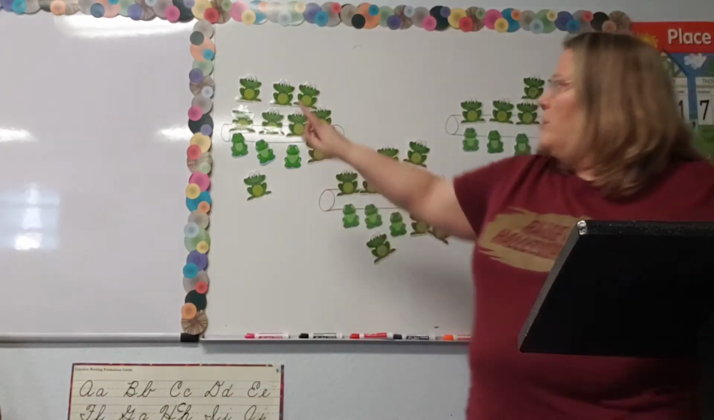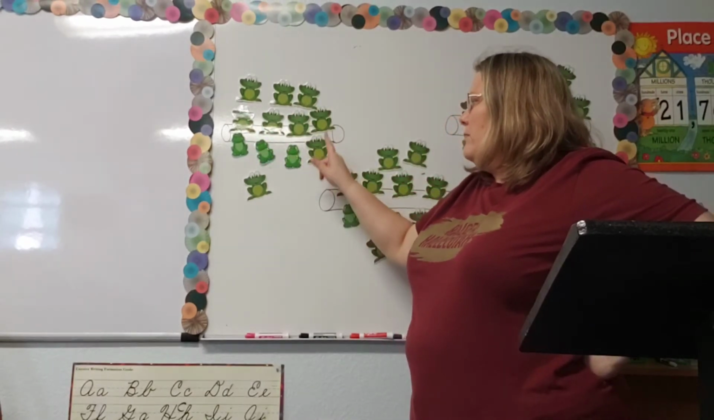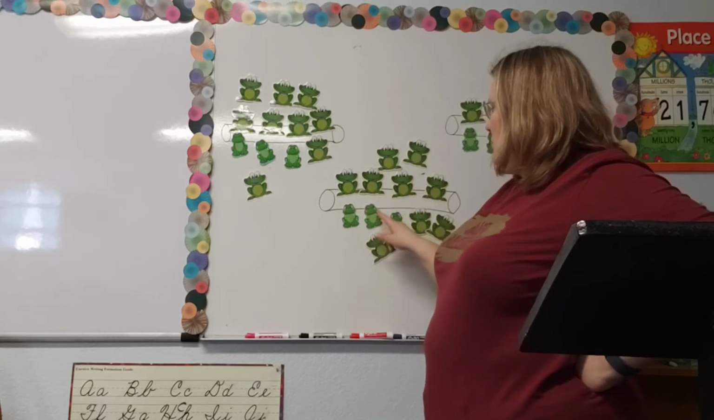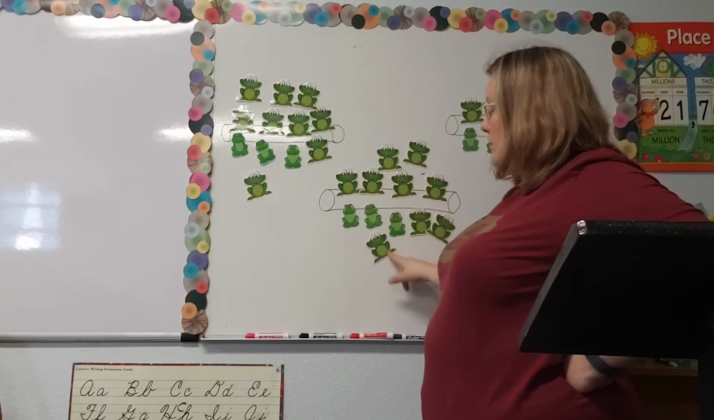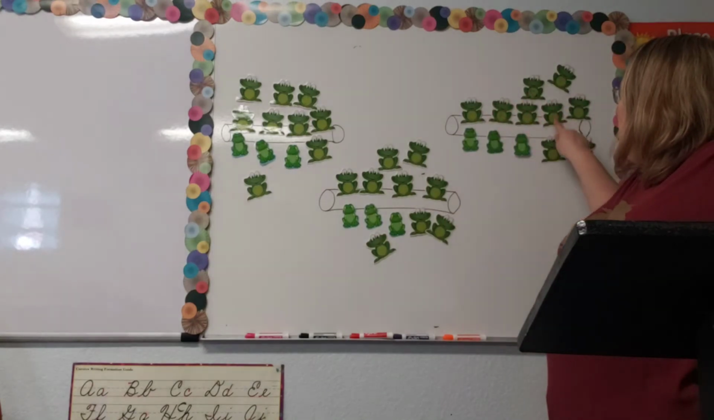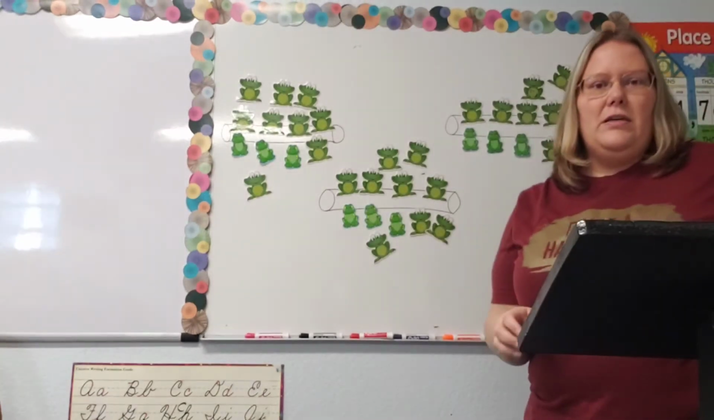Let's see if it's right. 1, 2, 3, 4, 5, 6, 7, 8, 9, 10, 11, 12. 13, 14, 15, 16, 17, 18, 19, 20, 21, 22, 23, 24, 25, 26, 27, 28, 29, 30, 31, 32, 33, 34, 35, 36. So 12 times 3 is 36.